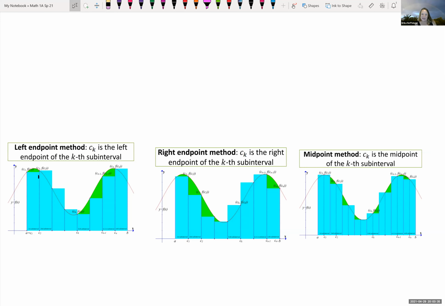We started to look at areas under the curve, and we were looking at making rectangles under the curve, finding the areas of those rectangles, and summing them up, and that would give us an estimate. And the more rectangles we had, the better estimate we were going to get. And there were a couple ways that we could find the height of that rectangle. One was the left endpoint method.